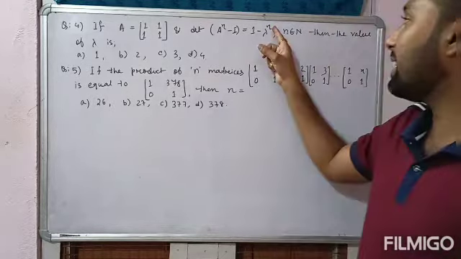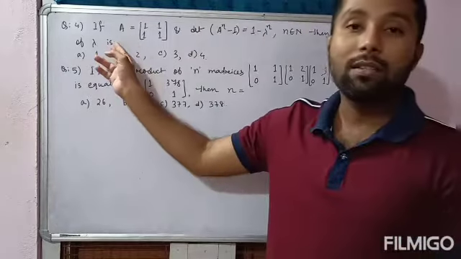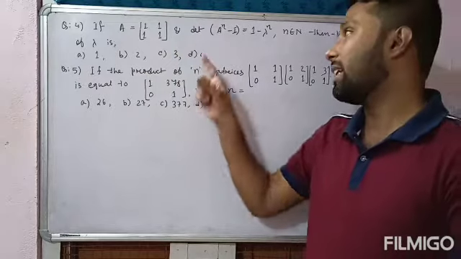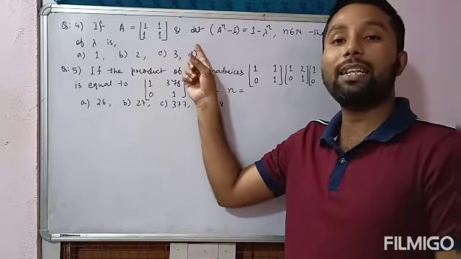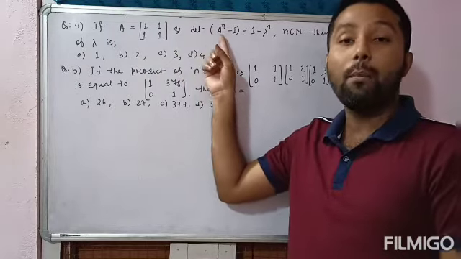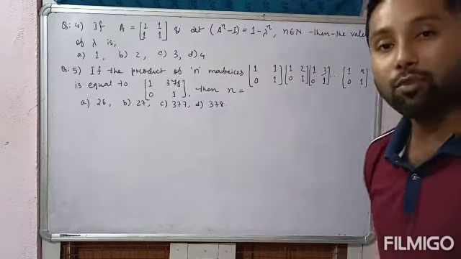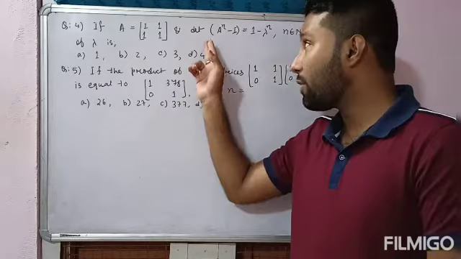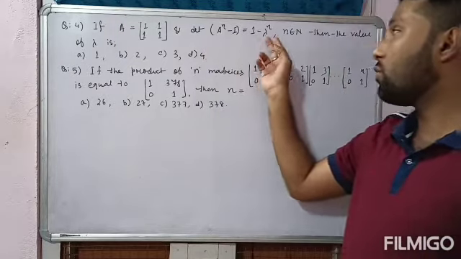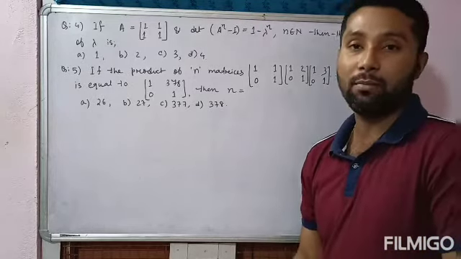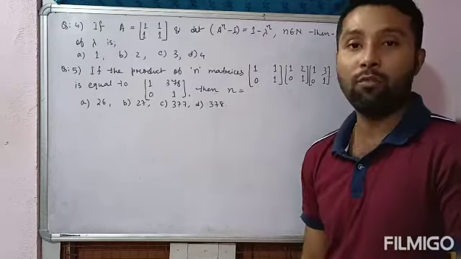Okay, once again I am repeating the question. One square matrix is given. Along with it, another condition is given: the determinant of A to the power n minus I is equal to (1 minus lambda) to the power n, where n belongs to the natural numbers. Then find the value of lambda.